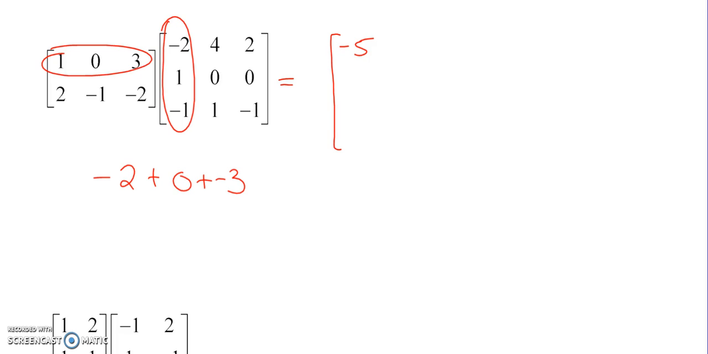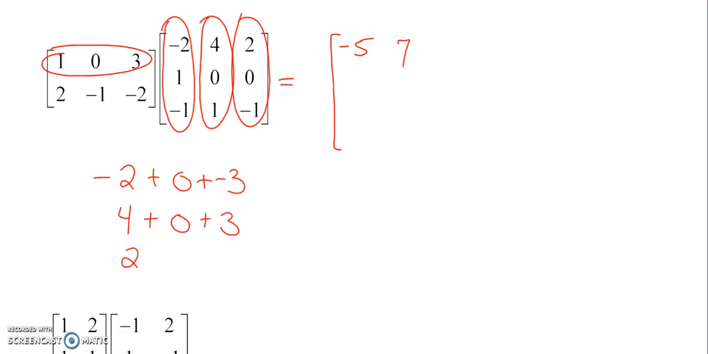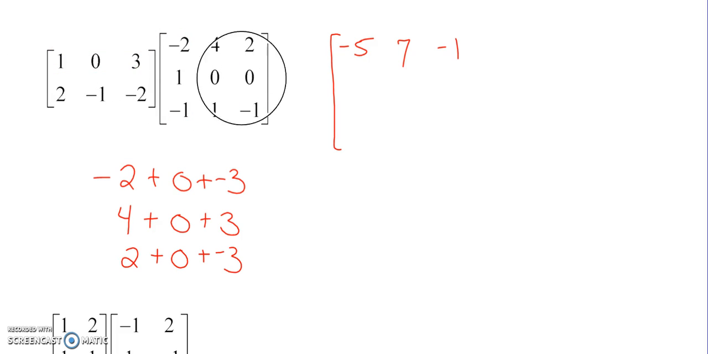So now I've got row 1, column 2. The numbers that I get when I multiply are 4, 0, and 3. So that answer is going to be, that's row 1, column 2. That's where the 7 goes. Let's look at row 1, column 3. That's going to be 2 plus 0 plus -3. That's going to be the answer of -1. It goes right here. All right, I have nothing more I can do with row 1, so let's try row 2.